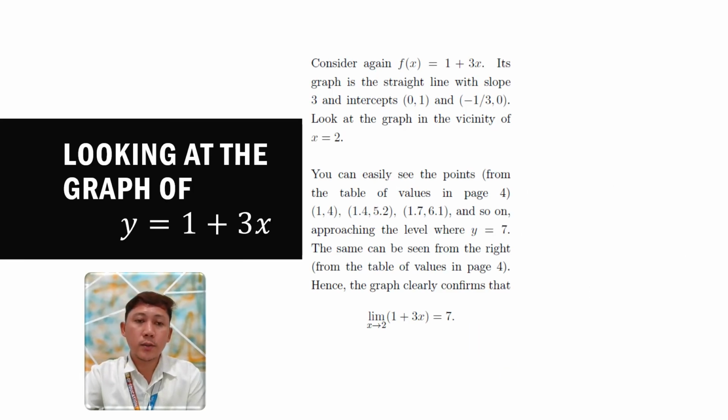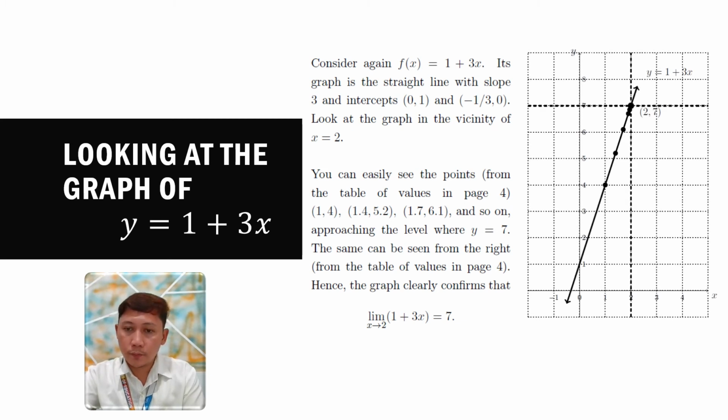Now let's look at the graph of the function. The first example we had earlier is y is equal to 1 plus 3x. So consider again f of x is equal to 1 plus 3x. Its graph is a straight line with slope 3 and intercepts at the points 0, 1 and negative 1/3, 0. Look at the graph in the vicinity of x is equal to 2. So here is the graph.